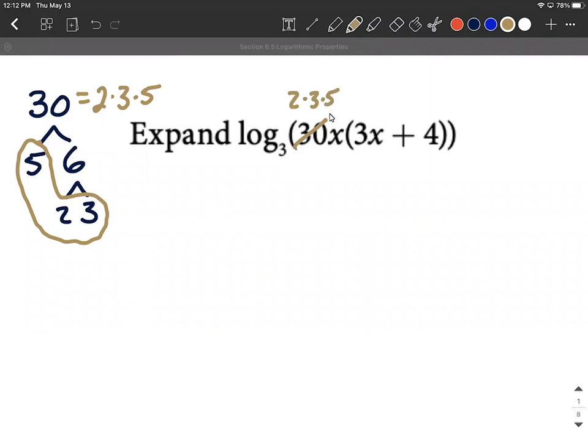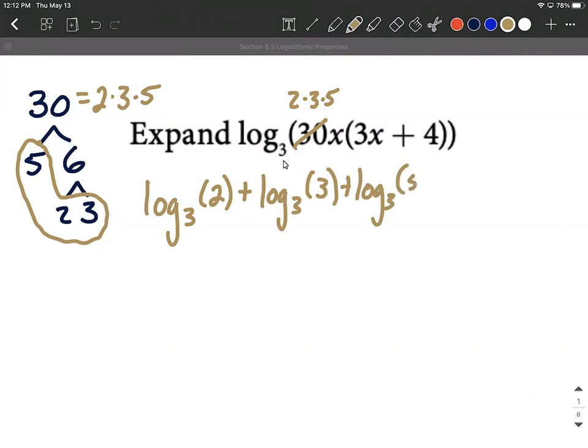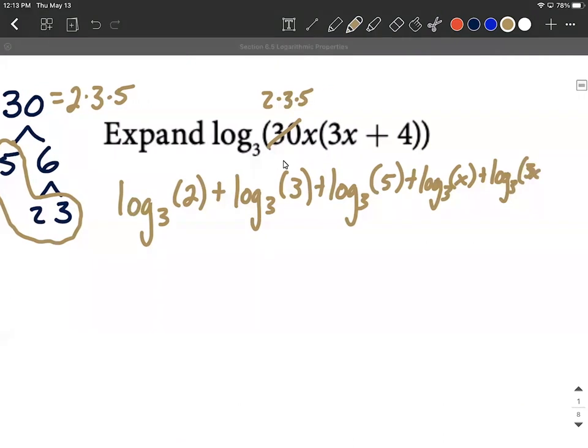So with that, if we visualize that as the factored version of 30, everything's now multiplied together. We have 2 times 3 times 5 times x times this big set of parentheses. Let's just jump to splitting everything apart. Basically, each factor gets its own log base 3. So log base 3 of 2 plus log base 3 of 3 plus log base 3 of 5 plus log base 3 of x plus log base 3 of that last set of parentheses, 3x plus 4.